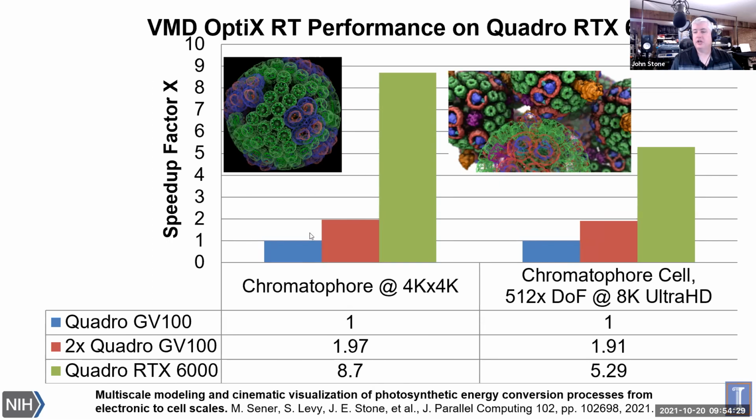Going from a GV100 to an RTX 6000 for that scene, we get a factor of 8.7 speedup. That's a tremendous speedup just due to the new hardware acceleration of ray tracing. Same thing calculated for this other scene here. This is another photosynthetic organelle rendering with a bunch of instances of the same organelle, a few hundred of these structures, representing some billions of atoms. This is a speedup of about 5.